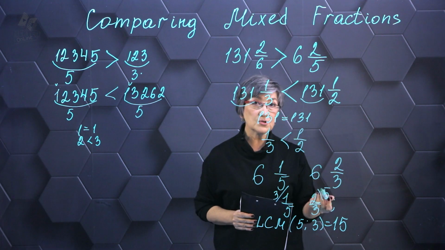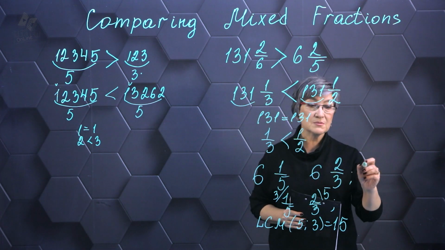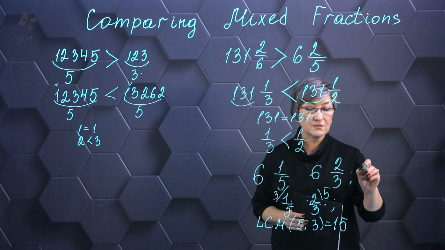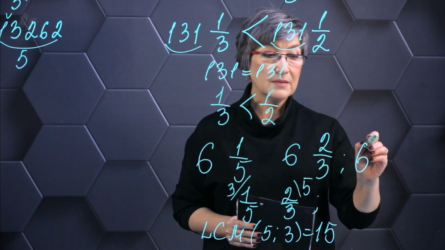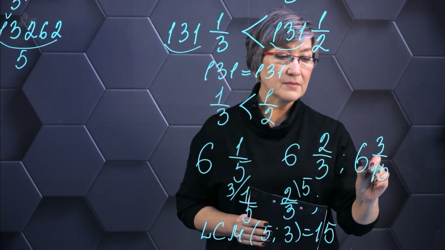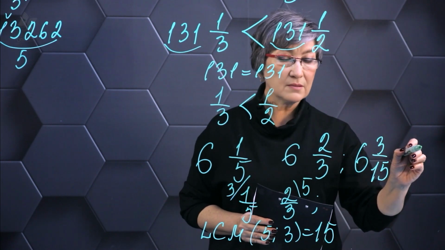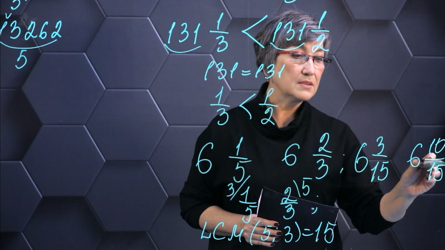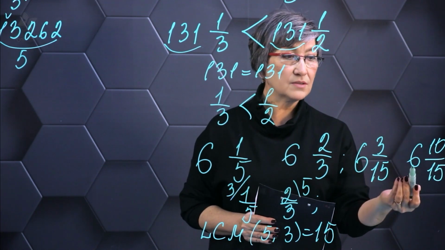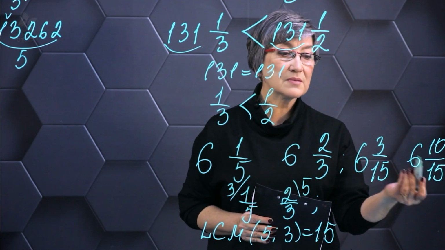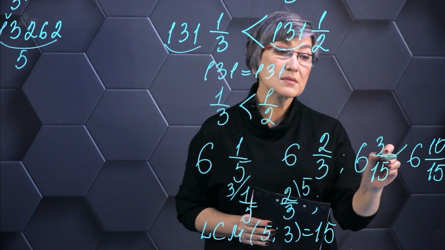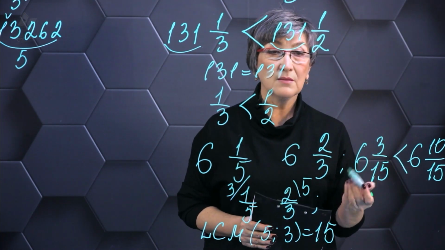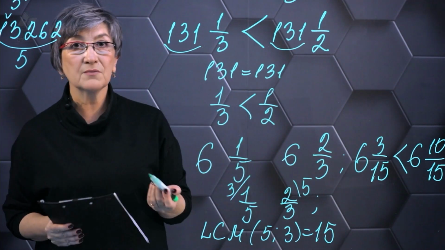That gives me the following numbers. And let us write down immediately as a mixed number. 6 whole, 3/15, and 6 whole, and 10/15. And obviously 6 is equal to 6, and 10/15 is more than 3/15. Then I boldly put a less sign. So this is how mixed numbers are compared.